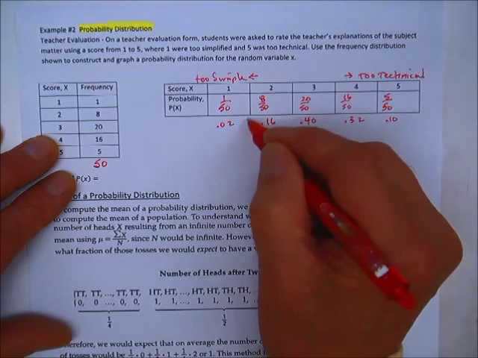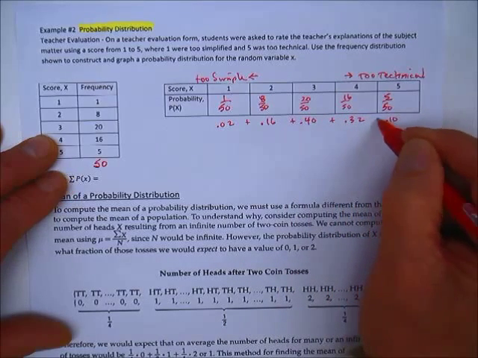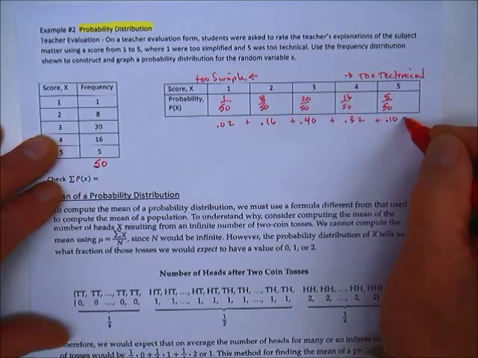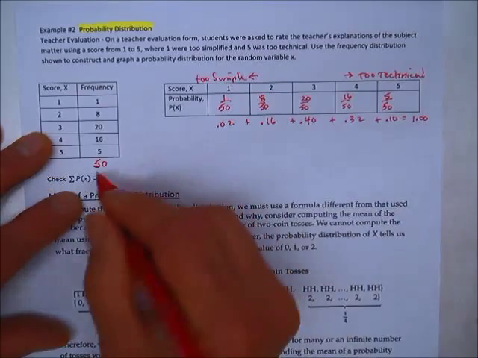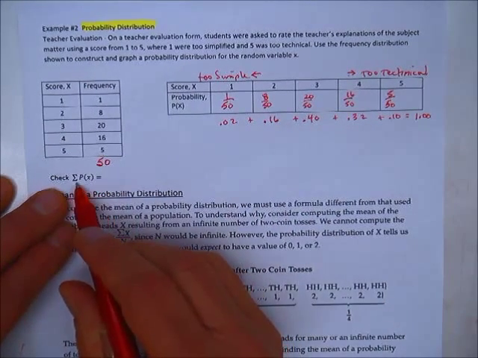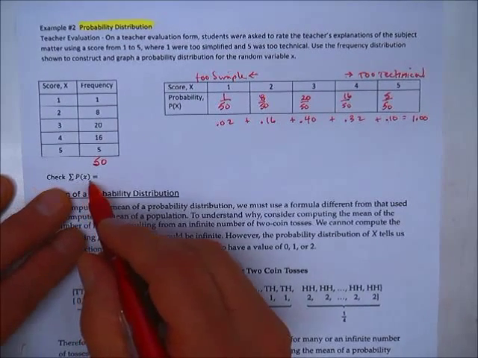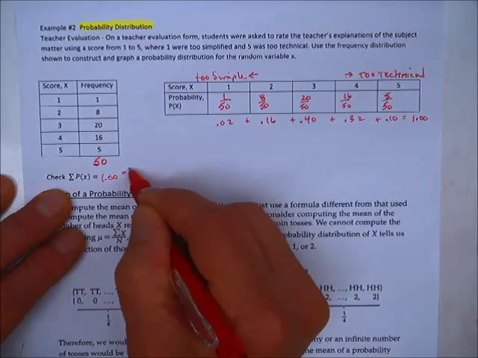And we're going to just add together all of those. And when we add all those together, it should equal 1. And it does, 1.0. So that's our check to make sure that we did it right. The sum of all of the probabilities of x should equal 1.0, or 100%.